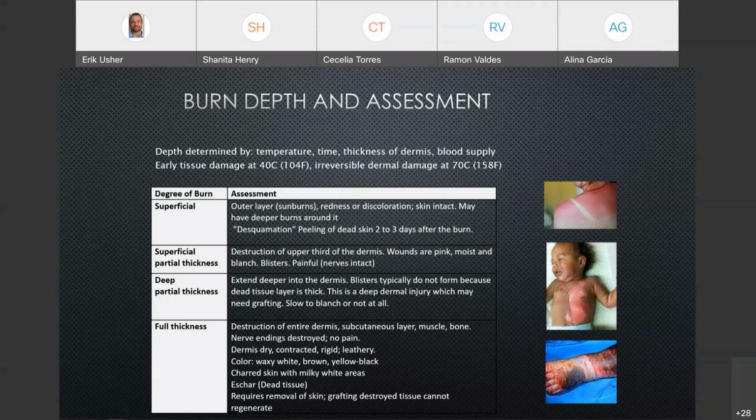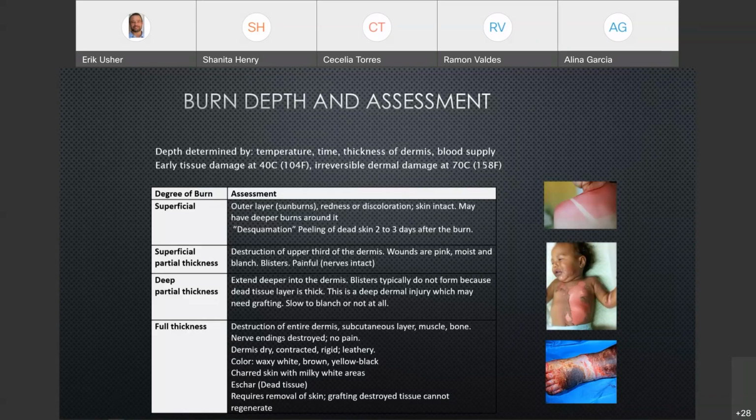Getting a little bit worse, you have the superficial partial thickness. This is your second-degree burns. It's disruption of the upper third of the dermis. The wounds are pink, moist, and blanch, and the key thing is they blister. Very painful because the nerves are intact with this. But blistering is what makes a first degree become a second degree. And that can get a little bit deeper.